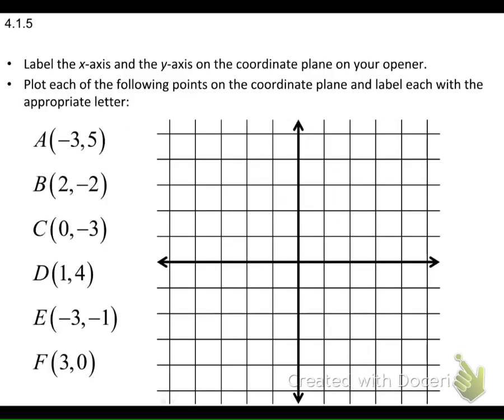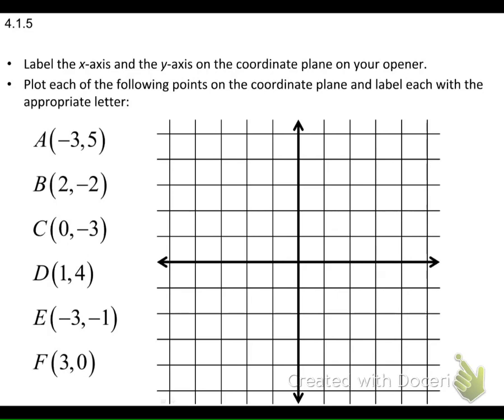Now this is what your quiz is going to be over. Look closely. Read the directions. The first part of the directions says, label the x-axis and the y-axis on the coordinate plane. This will be a point for your quiz, labeling the x and y-axis. So we have an axis that runs this way, and an axis that runs this way.